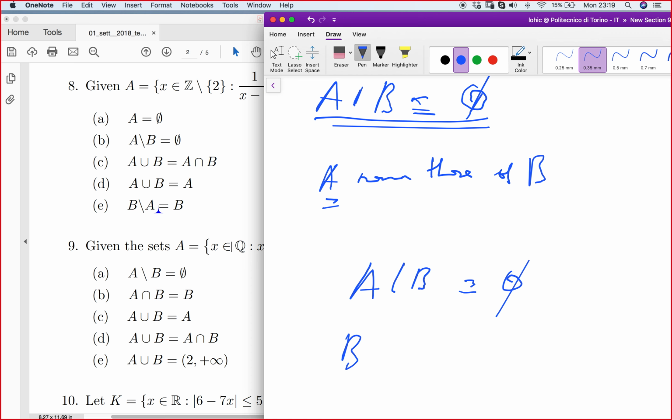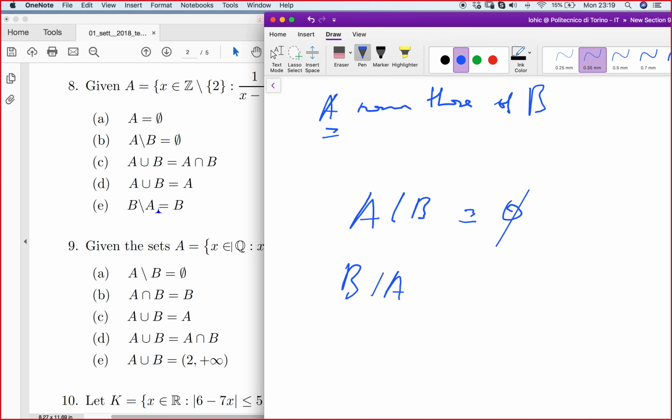If we do B minus A, we will just take all the numbers from 0 to 4, but we will remove 1 and 3. This will be B minus A, right?